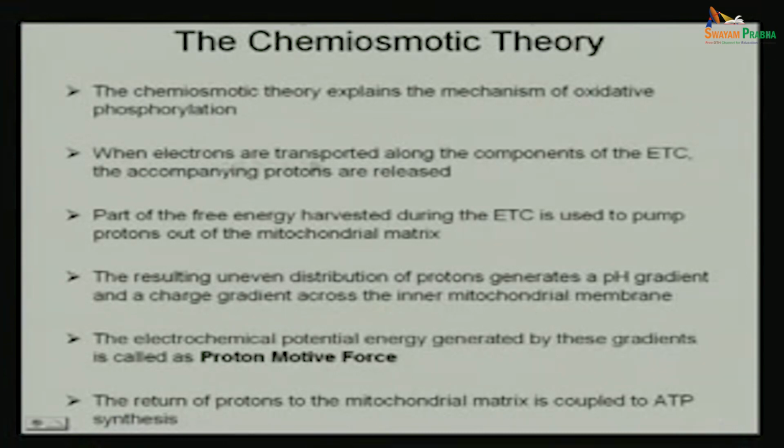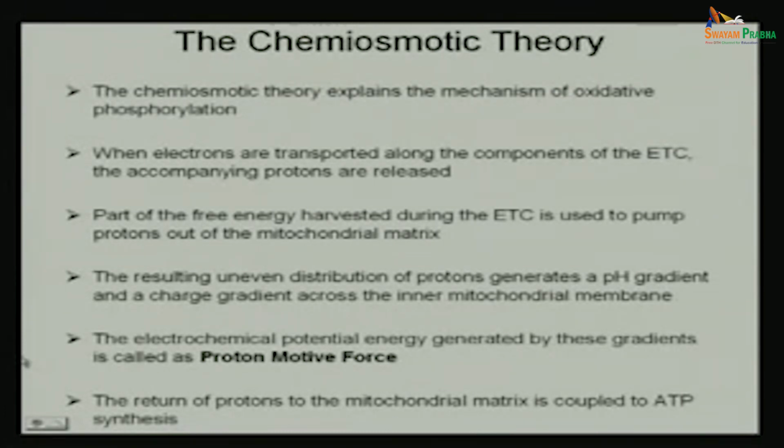When electrons are transported along the components of the electron transport chain, the accompanying protons are released. Part of the free energy harvested during the electron transport chain is used to pump the protons out of the mitochondrial matrix. The resulting uneven distribution of protons generates a pH gradient and a charge gradient across the inner mitochondrial membrane.